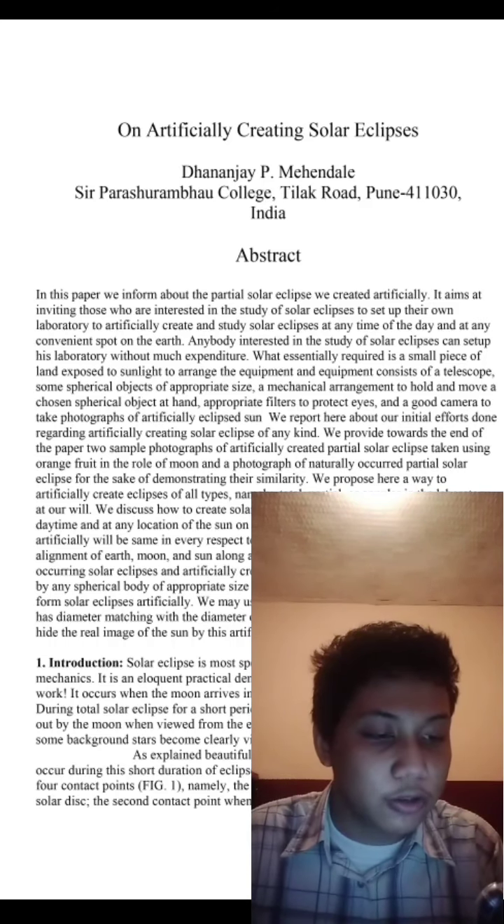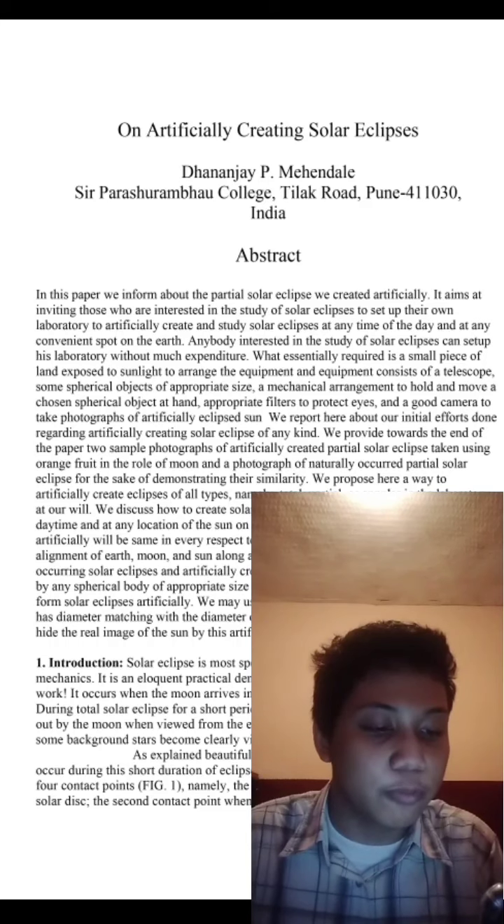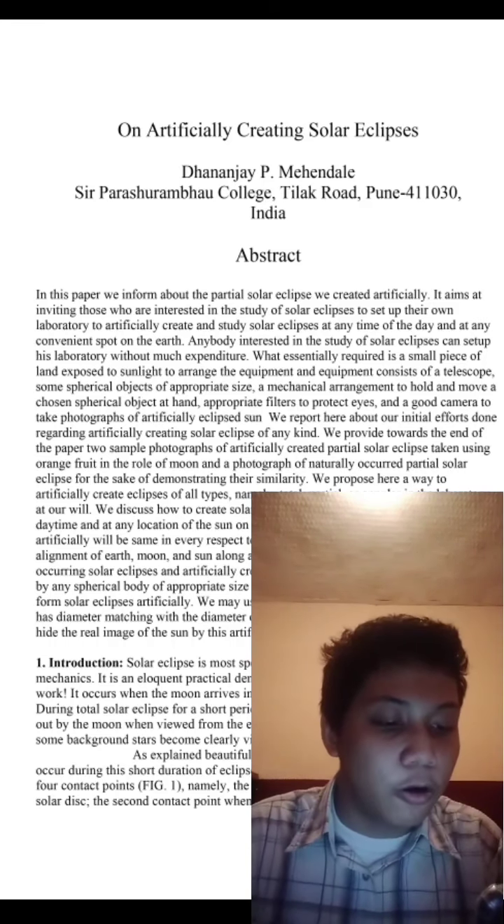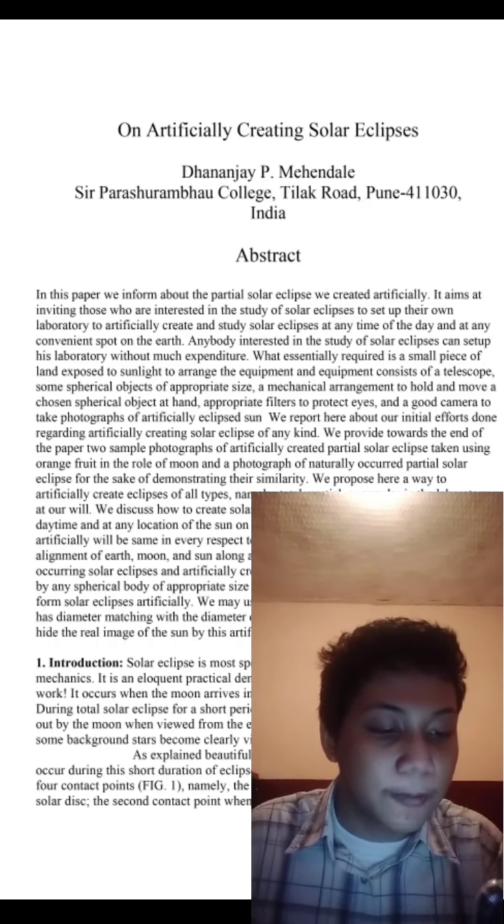We present toward the end of the paper a sample photograph of an artificially created partial solar eclipse taken using an orange fruit in the role of the moon, and a photograph of a naturally occurring partial solar eclipse, for the sake of demonstrating their similarity. We propose here a way to artificially create eclipses of all types, namely total, partial, or annular, in the laboratory.